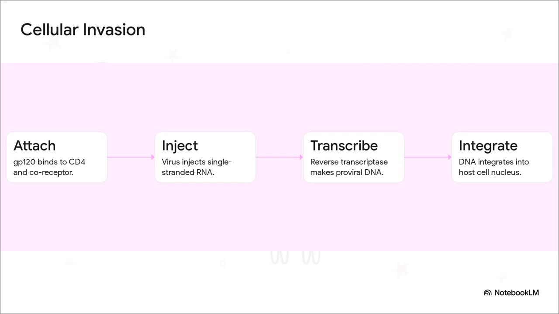HIV specifically targets CD4 positive cells. These are your heavy hitter immune cells, like macrophages and T helper cells. Step 1. The virus uses a protein on its surface, GP120, to latch onto the CD4 molecule and then onto a secondary co-receptor like CCR5. Step 2. Once attached, it injects its single-stranded RNA right into the cell. Step 3. That reverse transcriptase enzyme we just talked about gets to work, building the proviral DNA. And finally, Step 4, it slips into the cell's nucleus and completely integrates itself into the cell's own DNA. Boom, it's inside the fortress.